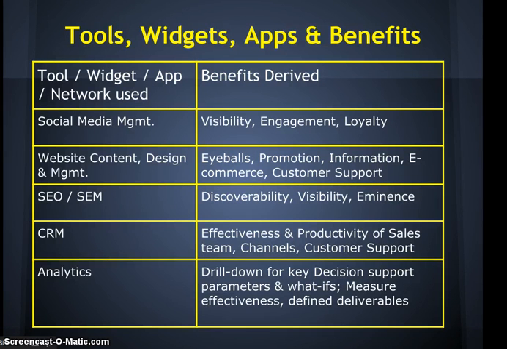SEO and SEM are used to enhance discoverability, enhance visibility, enhance eminence. CRM systems are primarily to increase effectiveness and productivity of sales teams, indirect channels, and customer support departments, help desks. And analytics finally are used to drill down for key decision support parameters and answer some of the key what if questions that you may have. It is also used to measure effectiveness of the defined deliverables and how far one is progressing along those lines.